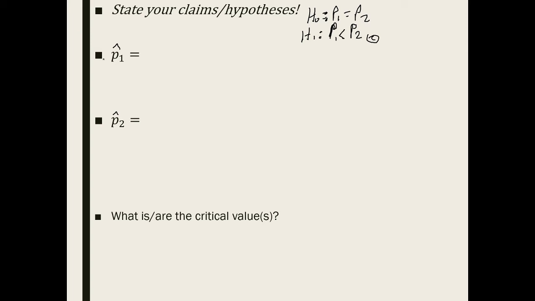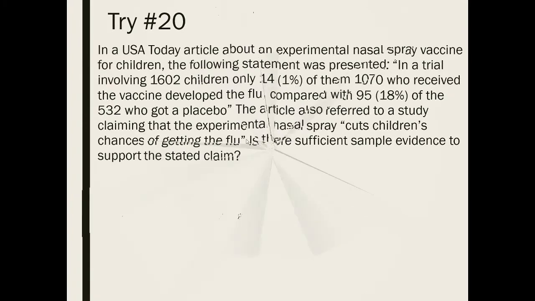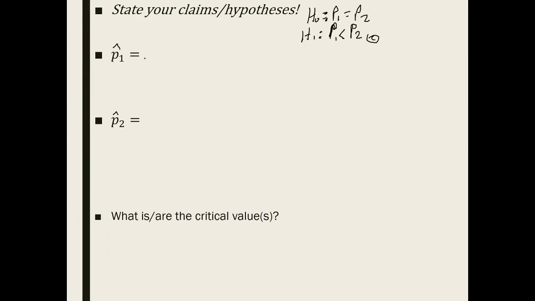So p hat 1 and p hat 2. Well, if we go back for a second and read the problem, it actually tells us my p hat 1 is 1% and my p hat 2 is 18%. So 0.01 and 0.18. I should also probably put my x1 and my n1 here because that's what I'm going to actually enter into the calculator, right? So my x1, my n1, my x2, and my n2, that got me these numbers.